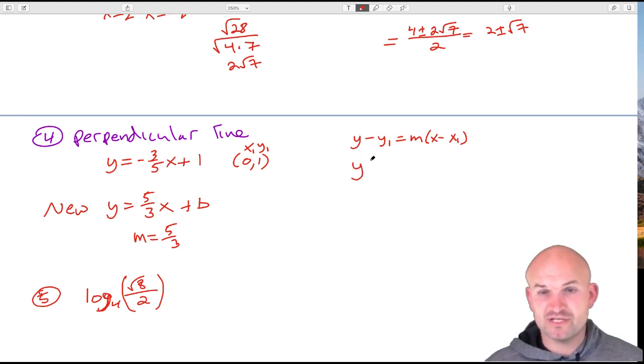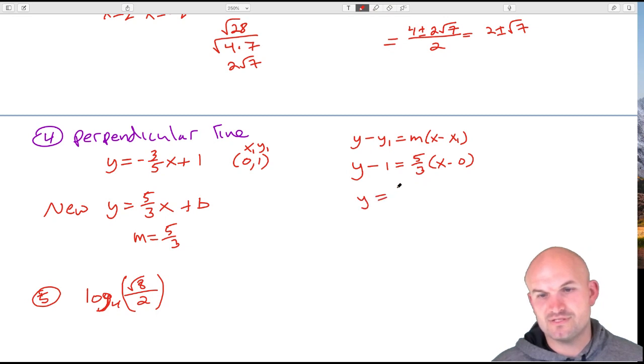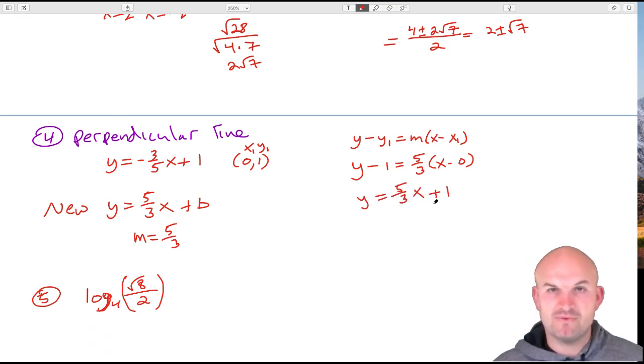So now let's just plug in these points. So y minus 1 equals 5/3 times x minus 0. Well, x minus 0 is easy, right? That's just going to be x, and then we'll add 1. So y equals 5/3 x, and then add the 1 to the other side, equals plus 1.